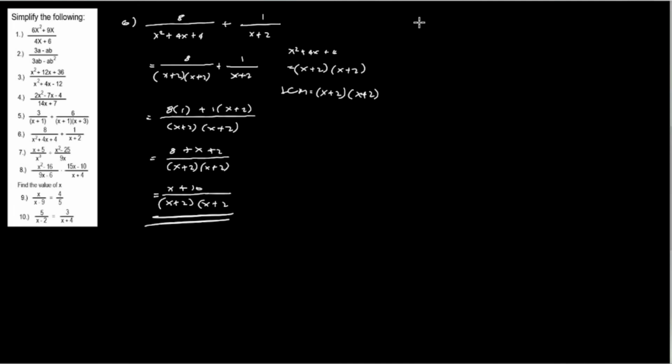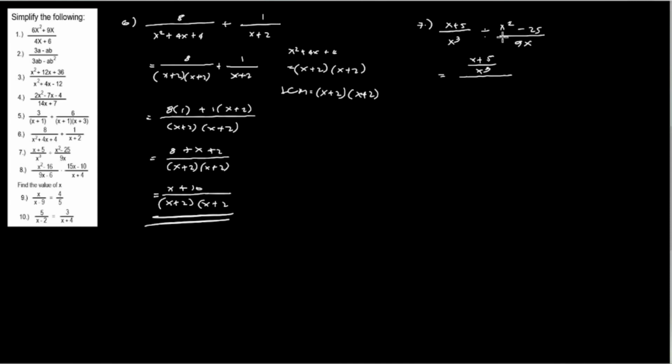Number 7. x plus 5 all over x cubed, divided by x squared minus 25 all over 9x. In the proper form, that's x plus 5 all over x cubed, and divided by, we will factor out first the numerator, which is a binomial.